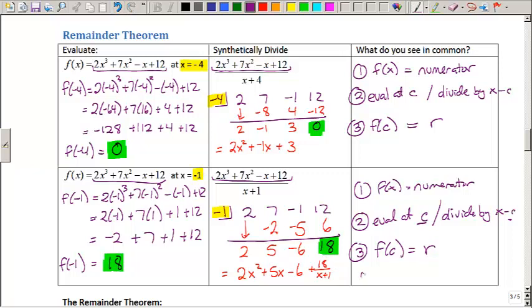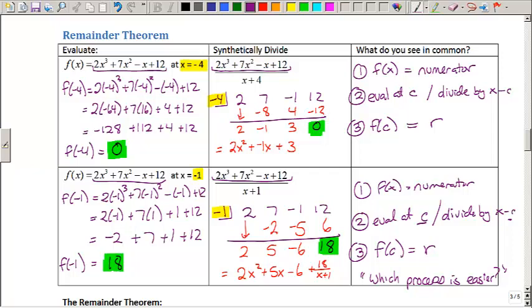A question I usually like to ask is, which process is easier? Is it easier to plug this in and find out all the large numbers? Sometimes it might be fine, but sometimes, look at these numbers, they got really, really big. I find it's often much easier just to use synthetic division and find the remainder that way.